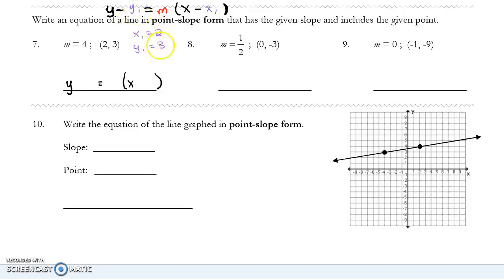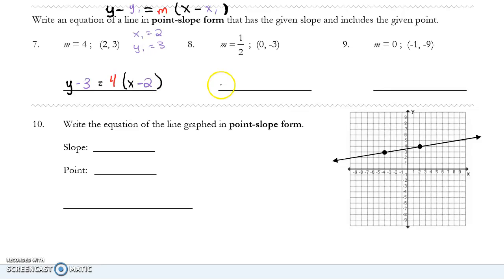y1 is positive 3. Since this is y minus, I subtract the 3. Don't add the 3. Okay. And it equals my slope, which was given to me as 4, times x minus x1. x1 is 2, so it does stay as a -2.